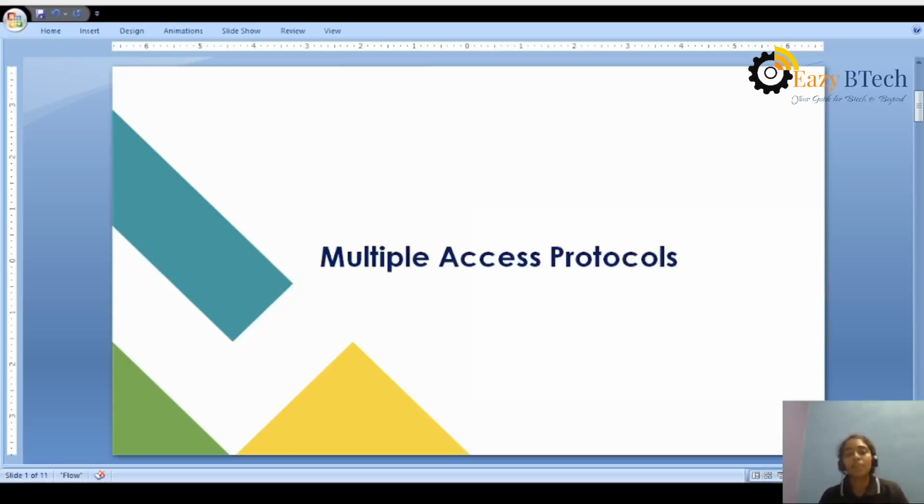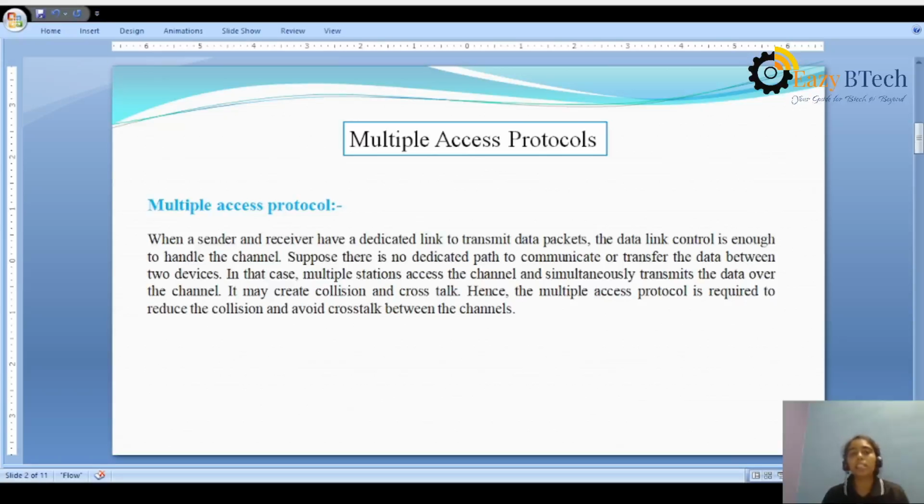Today in this class, we are going to learn about another important topic: multiple access protocols. What is meant by multiple access protocols? What is the use of these protocols in the network? We have to know. Let us get into the topic. What functionality do these protocols perform in a network? Let us see multiple access protocols.